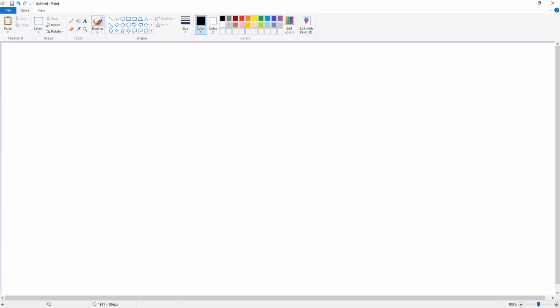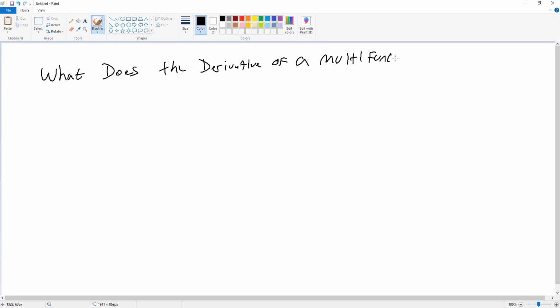Okay, so let's just throw some definitions down. So what does the derivative of a multi-function look like?